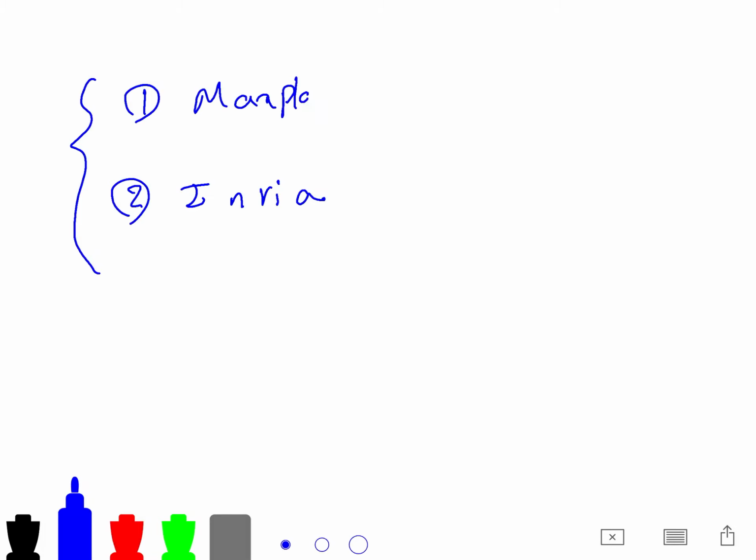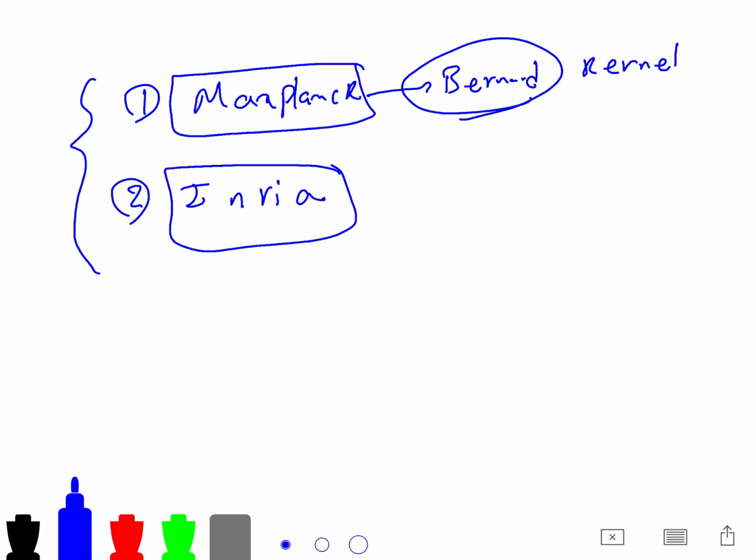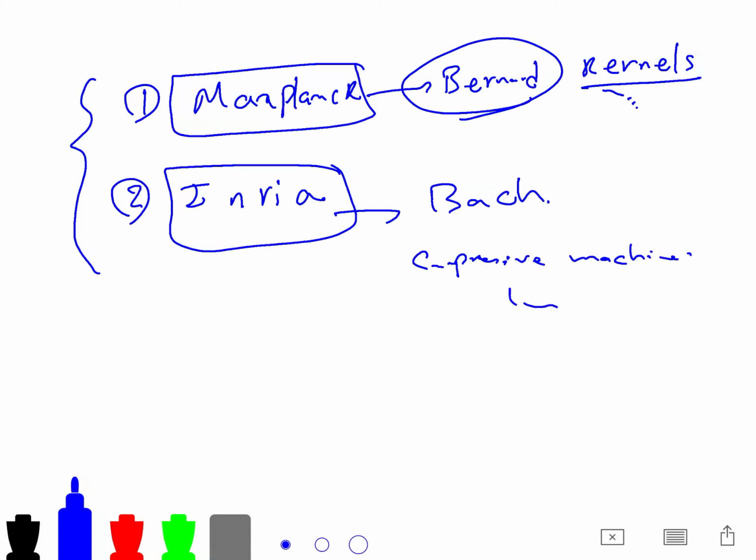So Max Planck and Inria. At Max Planck, people like Bernhard Schölkopf, I like him very much because he extends and generalizes the concepts of kernels, and the theory of kernels in machine learning is very practical. Also Inria is a great group, with people like Bach, and also some people who developed compressive machine learning, which generalizes the ideas of compressive sensing.